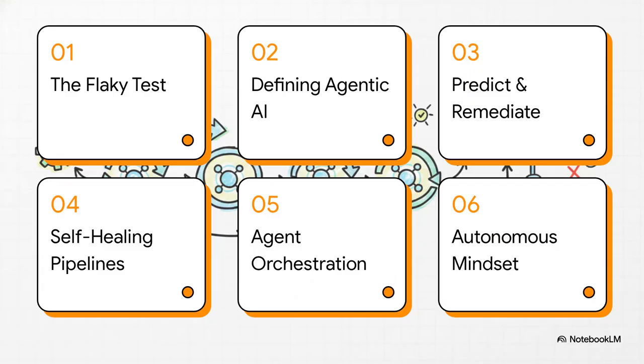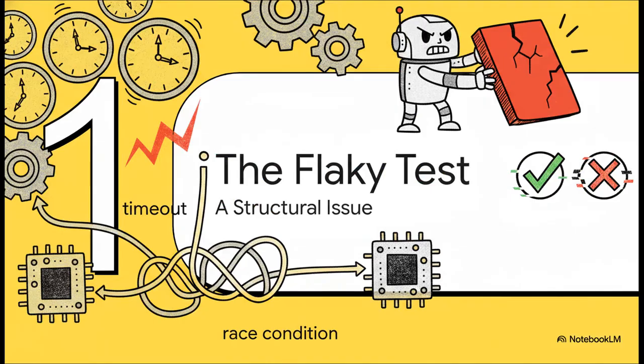Okay, real quick, here's our roadmap. We're going to kick things off with a daily frustration, the flaky test. Then, we'll define what agentic AI actually is, explore how it predicts and remediates failures, look at self-healing pipelines, and dive into multi-agent orchestration. Finally, we'll wrap up with the mindset shift you'll need to make all of this happen. Let's jump in. Section 1.